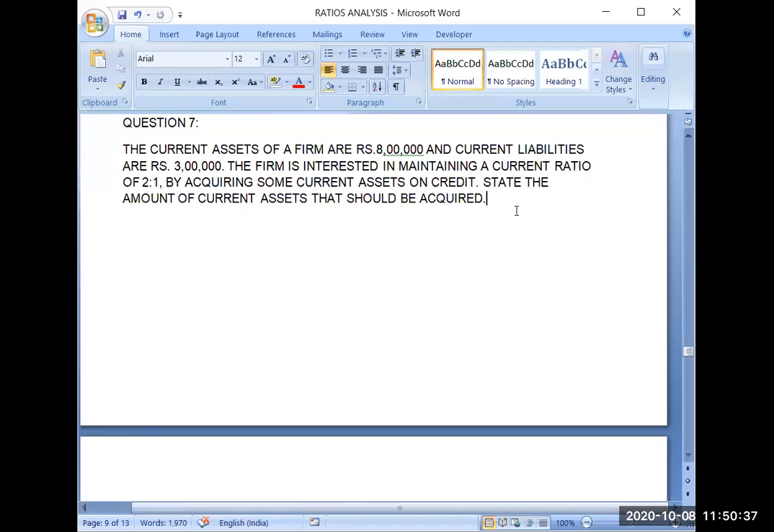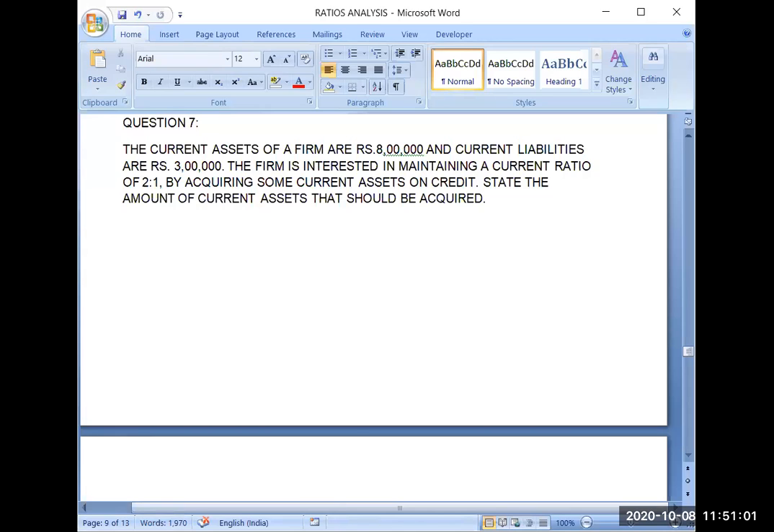The current assets of a firm are rupees 8 lakh and current liabilities are rupees 3 lakh. The firm is interested in maintaining a current ratio of 2:1. Right now, if you see, it is more than 2, 8 to 3. Yes, obviously it is more than 2:1, but the firm wants to maintain it at 2:1.